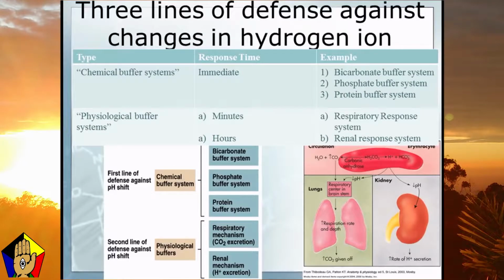The next thing you need to know is how you buffer or you stop or you eliminate acids and bases. There are really 3 lines of defense against hydrogens or acids. The first one's called the chemical buffer, and this works immediately, within seconds, and I'll explain the different types. The second one's called a physiological buffer system, and it can actually be subdivided into 2 parts. So you have chemical, and then you have respiratory and renal. So they're your 3 lines of defense: either the chemical buffers, or the lungs, or the kidney. And here are some pictures from your book, which I'll walk through in a few seconds.